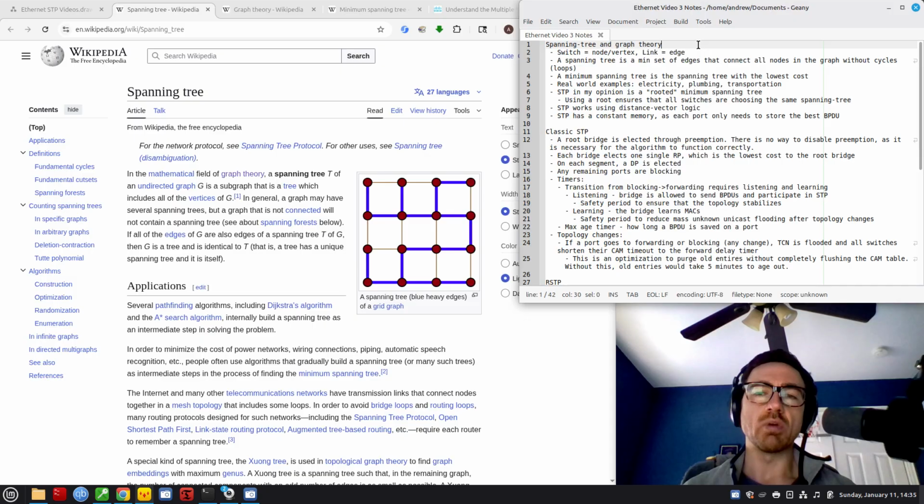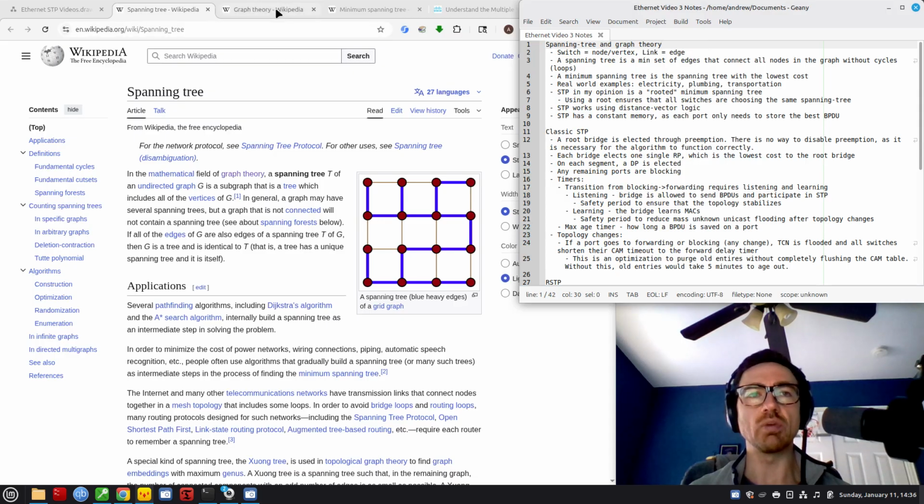So in this video, we're going to look more in depth at spanning tree, the concept of spanning tree in terms of math, and then look at the spanning tree algorithm at a high level. So we're not going to go into real depth here, but just get a high level understanding of how the algorithm works. From there, we'll look at different versions of spanning tree, so rapid spanning tree and multiple spanning tree.